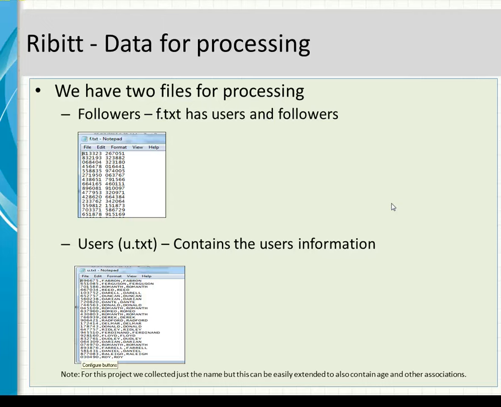When you do these computations, essentially you can mine very important information about a particular user-follower combination. For example, when a group of users follows a certain other group of users, is there any age association or any geographic association associated with it?